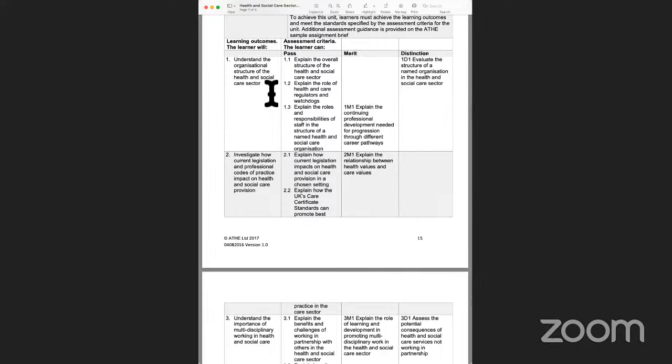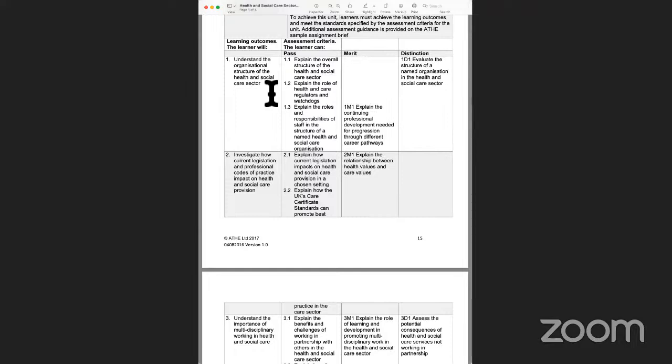When we looked at this structure, we also went into the details of who the practitioners or people working within this sector are, what their roles and responsibilities are, and why importance is placed on continuous professional development, training, and development within this sector. Towards the end, we also looked at the distinction criteria, which was to evaluate the structure of a named health and social care organization in the context of what we've understood in learning outcome 1. We looked at examples of a care home and a GP surgery, where, if you know the structure, the idea would be to explain that in a bit more detail.